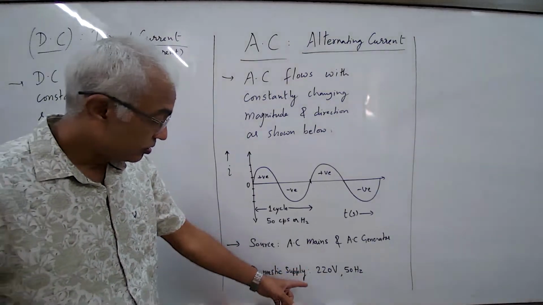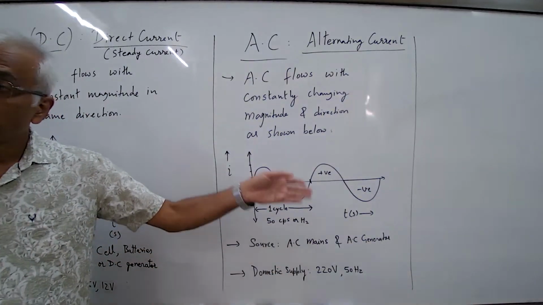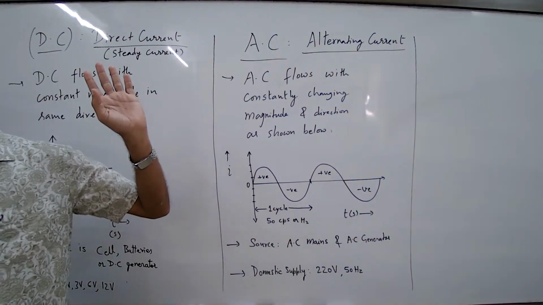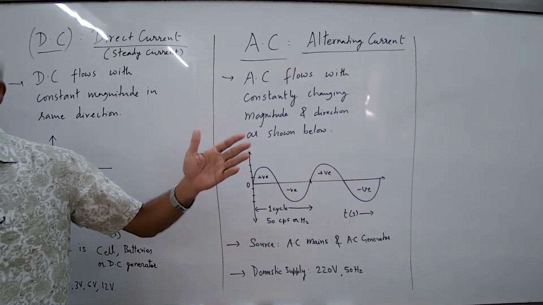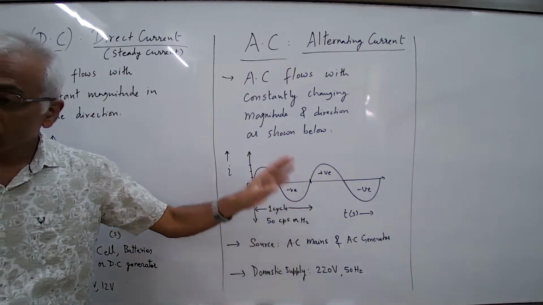Now, this is the domestic supply. What about industrial supply? This can go in thousands and lakhs of voltages, depending upon whether it is a small industry, medium industry, large industry, or heavy industry. So it can go up to lakhs of voltages.